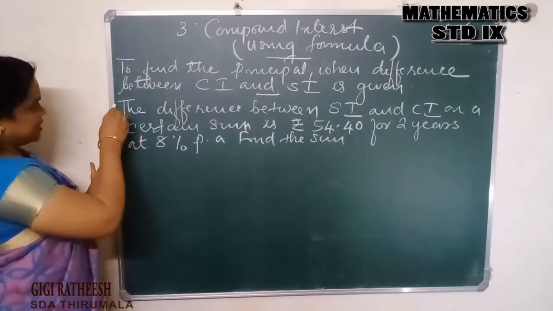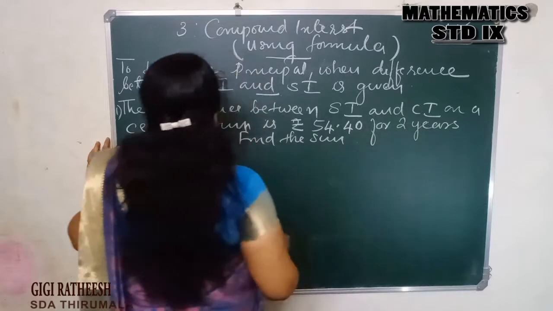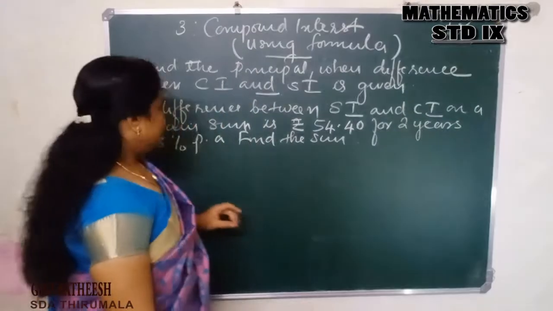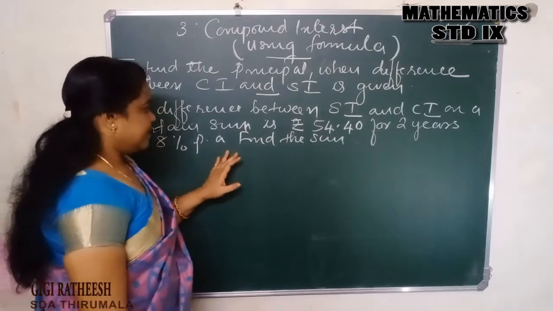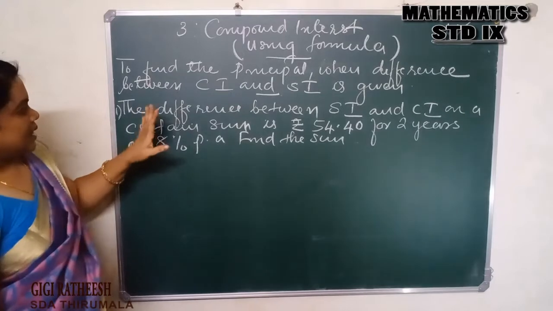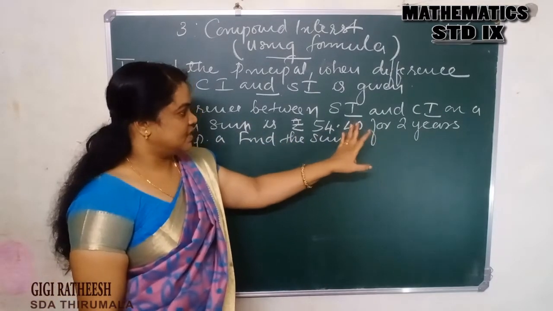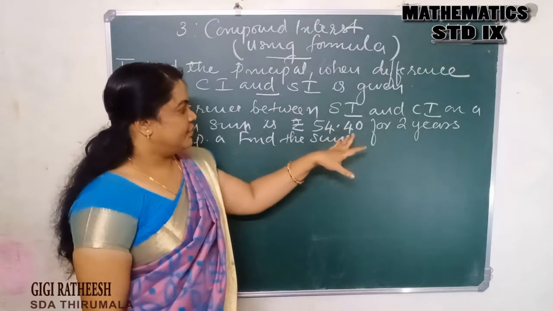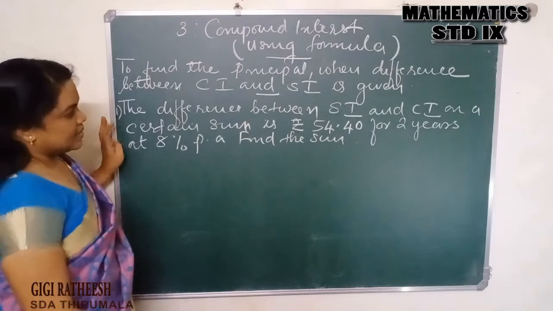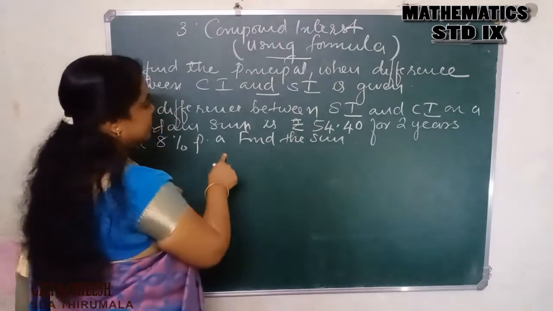There's a question for you: the difference between the simple interest and compound interest on a certain sum is rupees 54.40 for 2 years at 8% per annum. Find the sum. We want to find the principal. The difference between the SI and CI is 54.40, the time is 2 years, and the rate of interest is 8% per annum.